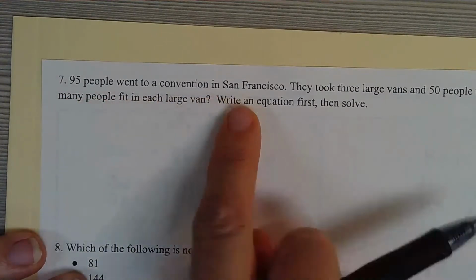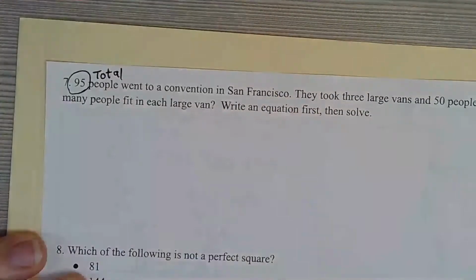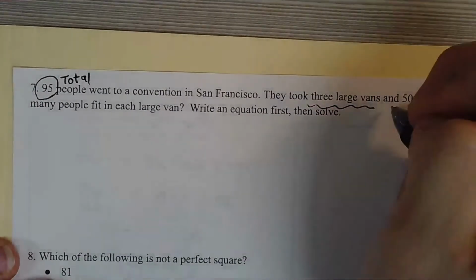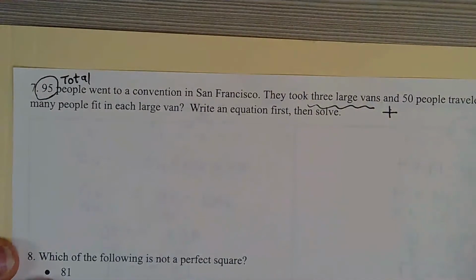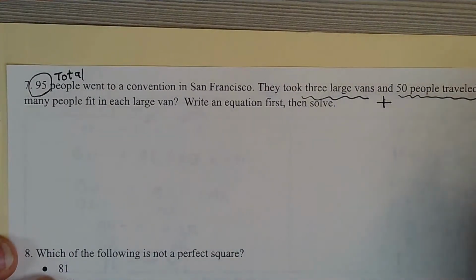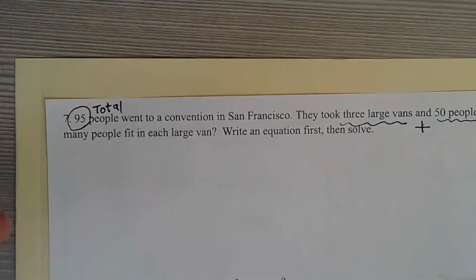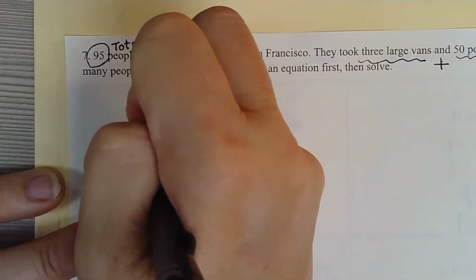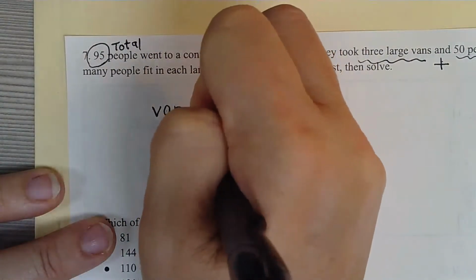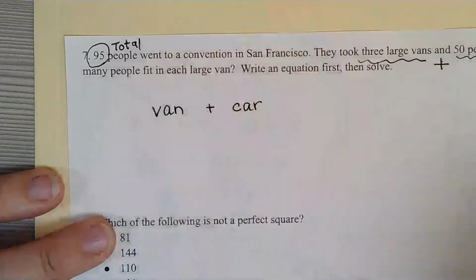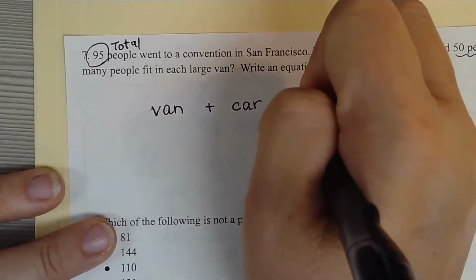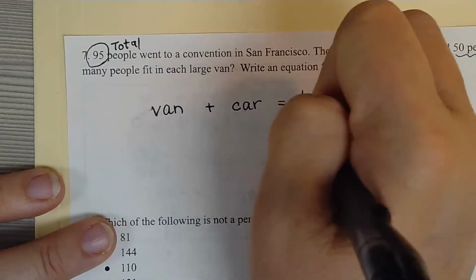95 people went to the convention. That's how many total people went. They took 3 large vans, okay? And whenever you see and, that usually means adding. 50 people traveled by car. So again, the way that they got to this convention, think about it. Your 2 options of getting to this convention would be taking the van or taking a car. So you can take the people that are taking the vans, plus the people that are taking the car. This would be the total people.